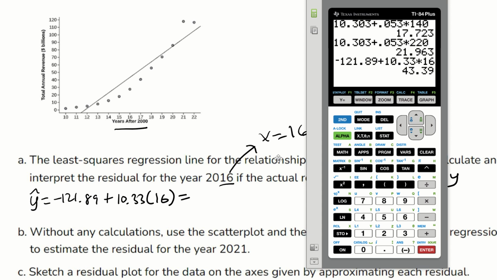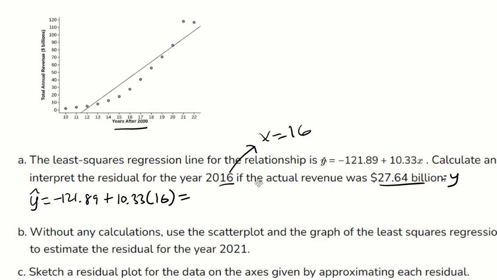So get 43.39. All right, and then we're going to subtract that from 27.64. So the residual equals the actual minus that. And that should give you a value of negative 15.75. And that's in billions.